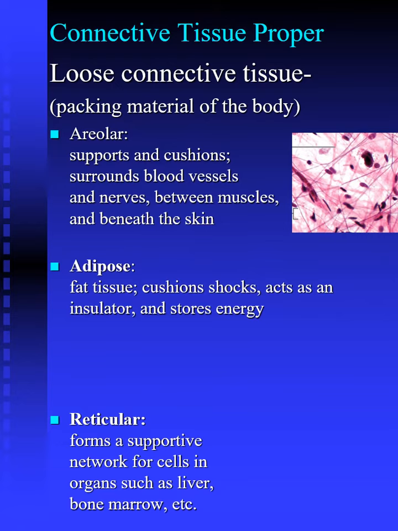The second type of loose connective tissue is adipose connective tissue, and this is primarily composed of adipocytes or fat cells. This serves as the packing material that surrounds structures and provides padding, cushioning for shock absorption, as well as it acts as an insulator to slow down heat loss through our skin, which we notice during winter.